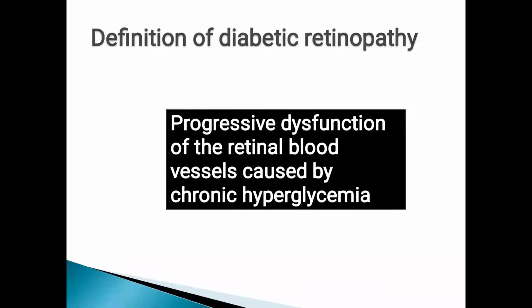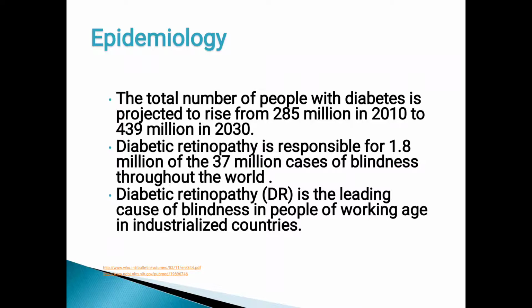So how do we define diabetic retinopathy? Basically, diabetic retinopathy is because of affection of the blood vessels of the retina by diabetes. It is progressive dysfunction of the retinal blood vessels caused by chronic hyperglycemia. That is the definition of diabetic retinopathy.